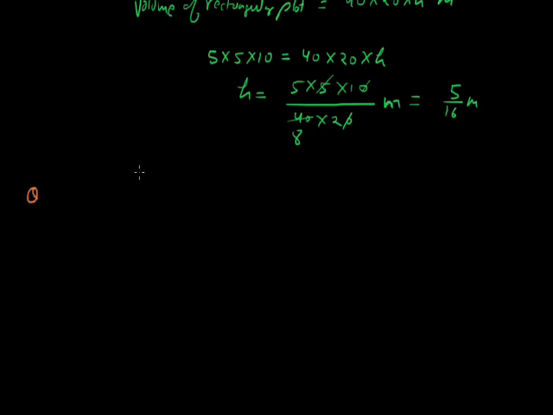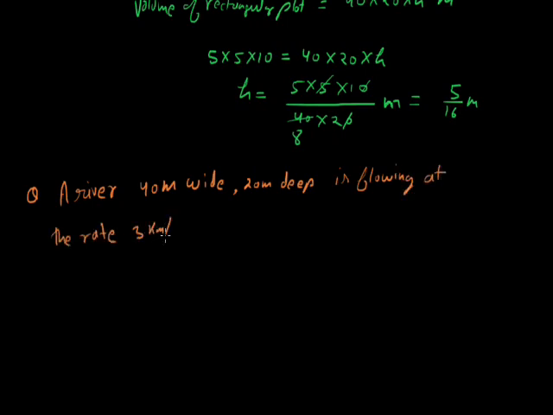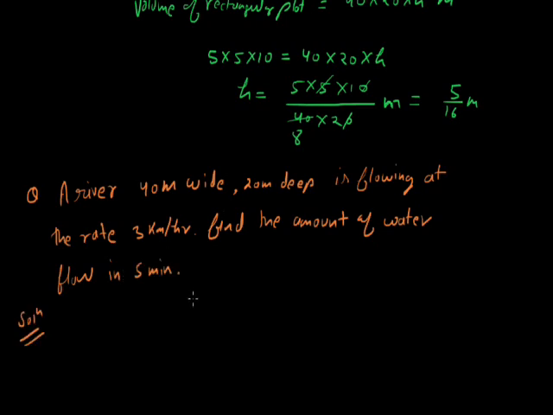The next question is: a river 40 meter wide and 20 meter deep is flowing at the rate of 3 kilometer per hour. Find the amount of water flow in 5 minutes. So in this question, what are we given?